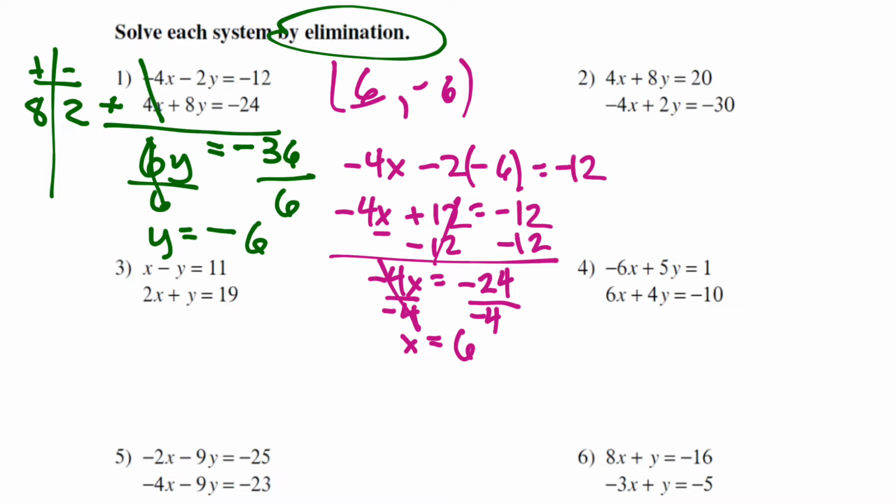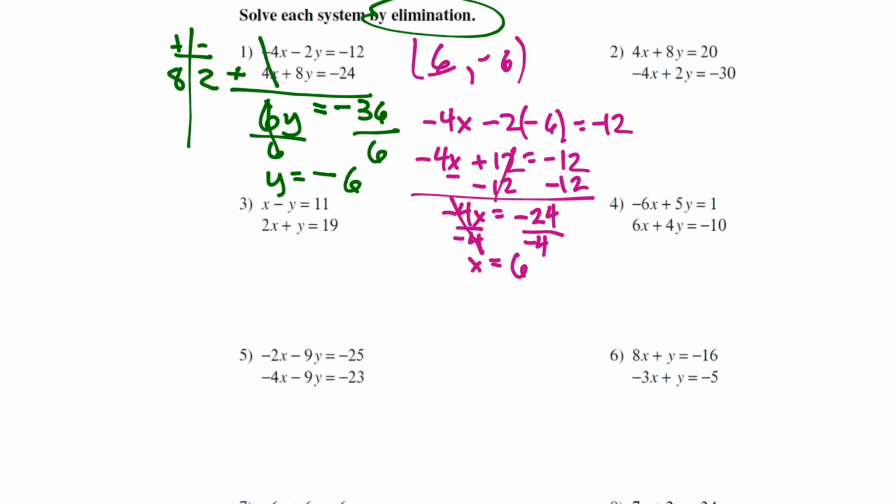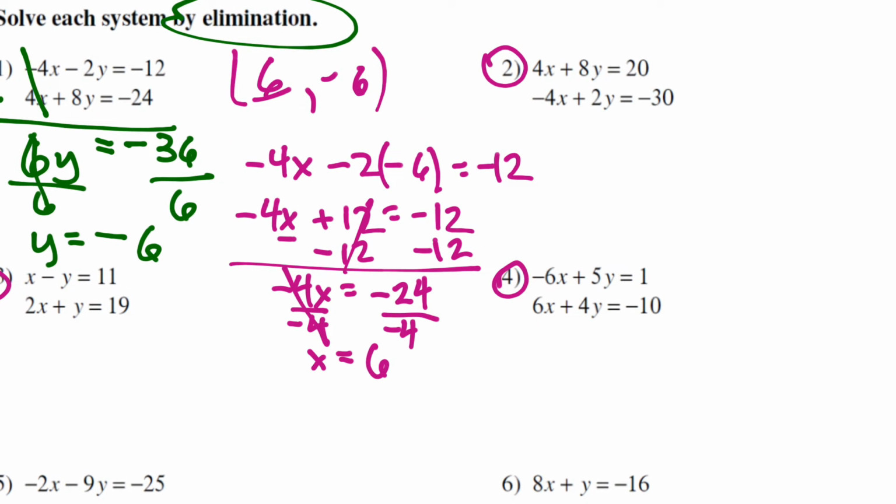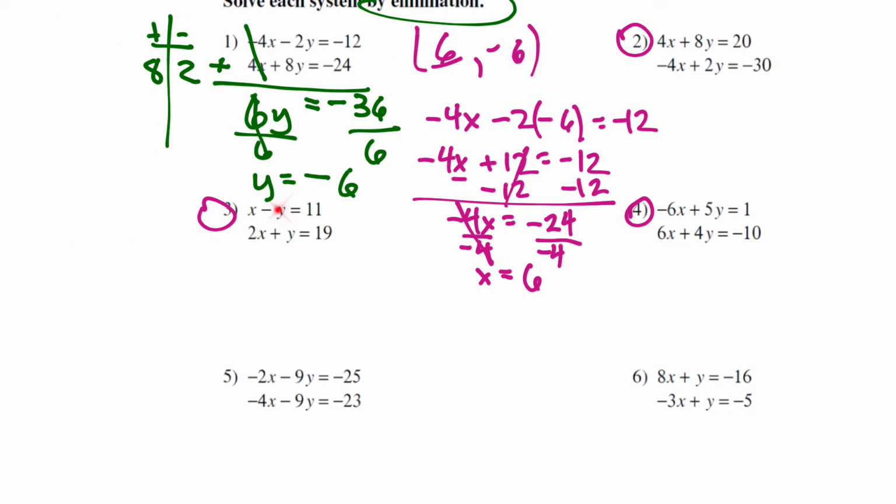Let's take a look at, I'm going to pick a good one for you. So numbers 2, 3, and 4, you can easily eliminate because you have coefficients that have a negative and a positive. So here we have +4x and -4x. If you combine these, that'll easily be canceled out. Same thing with this one. We have a -y and a positive y, -6x, +6x. Okay, so those are your hints for 2, 3, and 4.